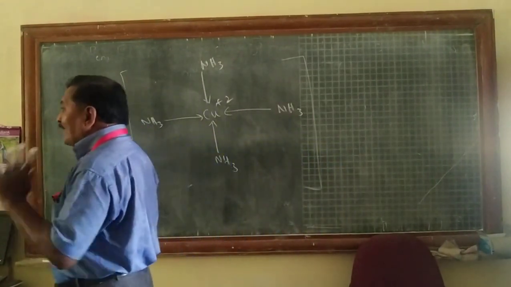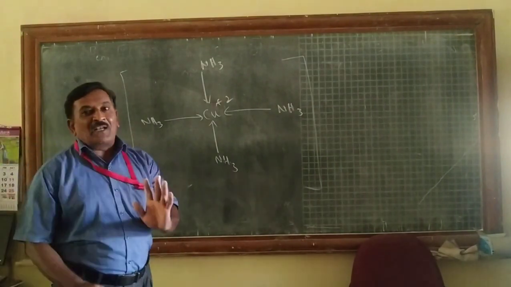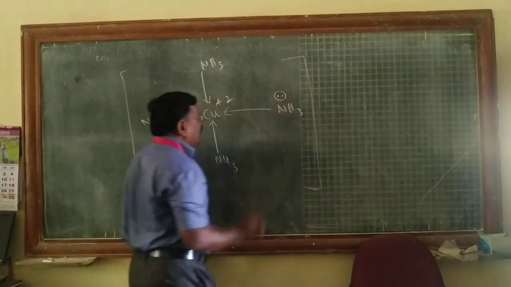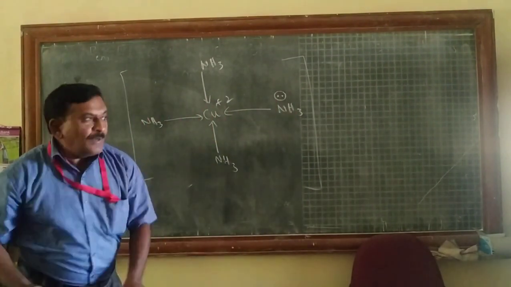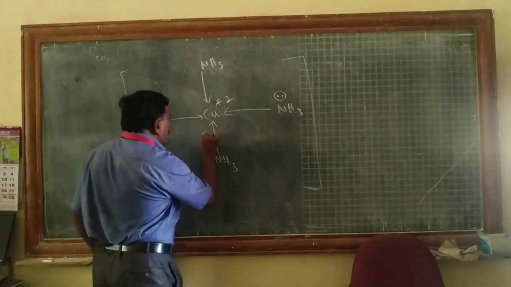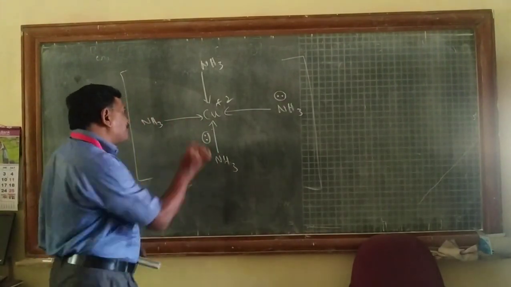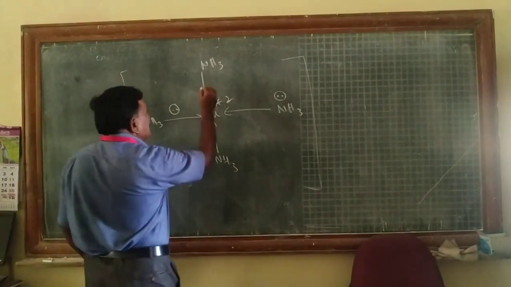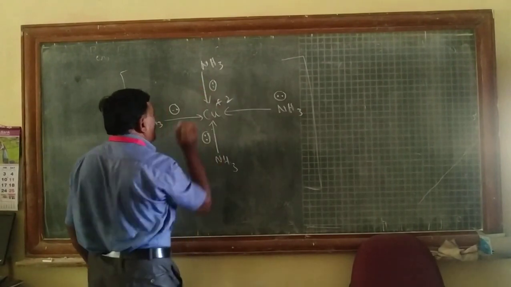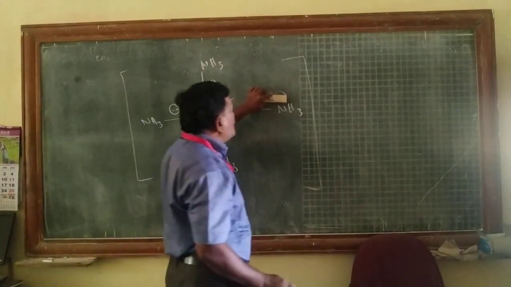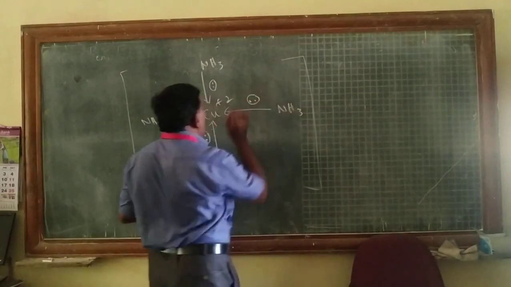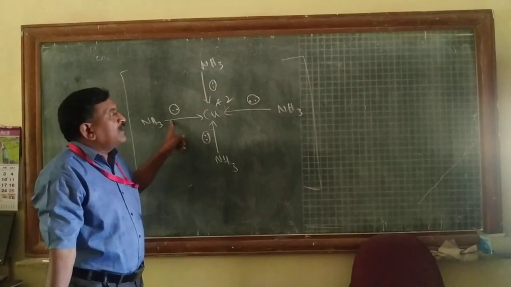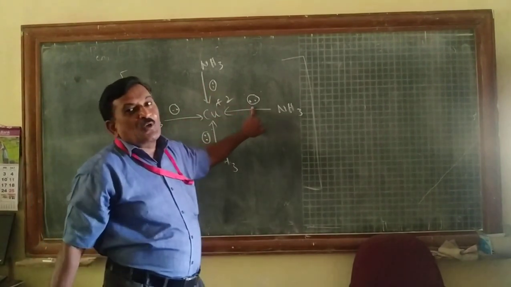These ligands can donate a pair of electrons to the central metal ion. This ammonia molecule supplies a pair of electrons to the central metal ion, and so does each of the other ammonia ligands, through a coordinate bond. This is the first coordinate bond, this is the second, this is the third, and this is the fourth coordinate bond.